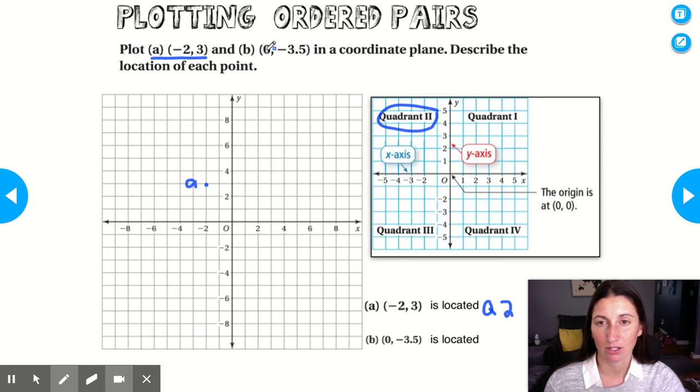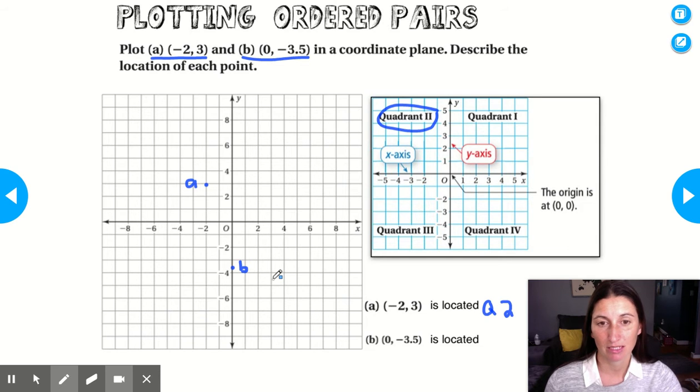All right, so then if we take a look at the next one, B is telling us to go to (0, -3.5). That means I'm going to go across 0, so I'm not actually going anywhere. And then I need to go up or down -3.5. Since it's negative, we know that's down. Here's my 3. And 0.5 is a half, right? That means halfway between 3 and 4. So then I'm going to plot my B point here.